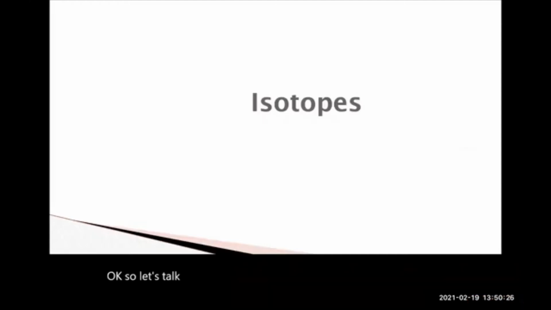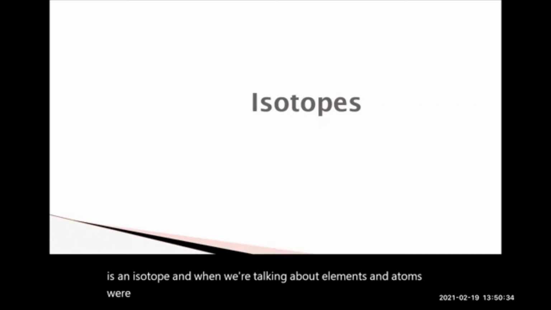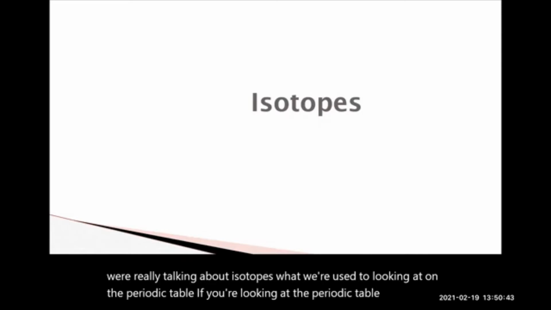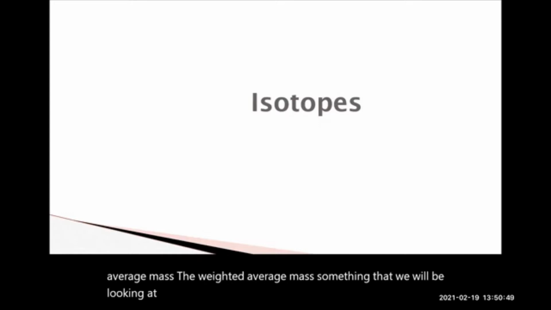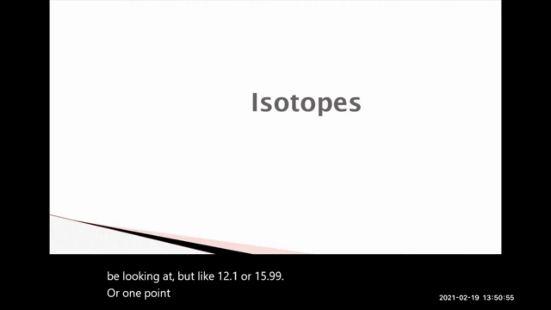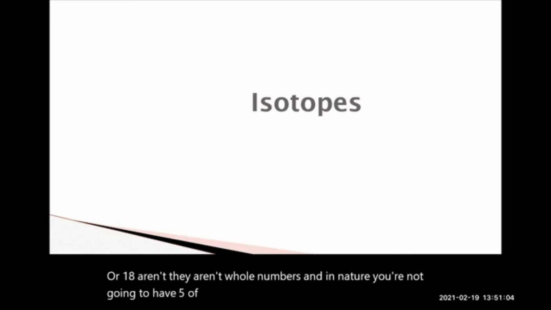Let's talk about isotopes, because the truth is that every atom is an isotope. And when we're talking about elements and atoms, we're really talking about isotopes. What we're used to looking at on the periodic table is the weighted average mass. Values like 12.01 or 15.99 or 1.008 aren't whole numbers. And in nature, you're not going to have 0.5 of a proton or 0.6 of a neutron. You have to have 1 proton or 1 neutron.